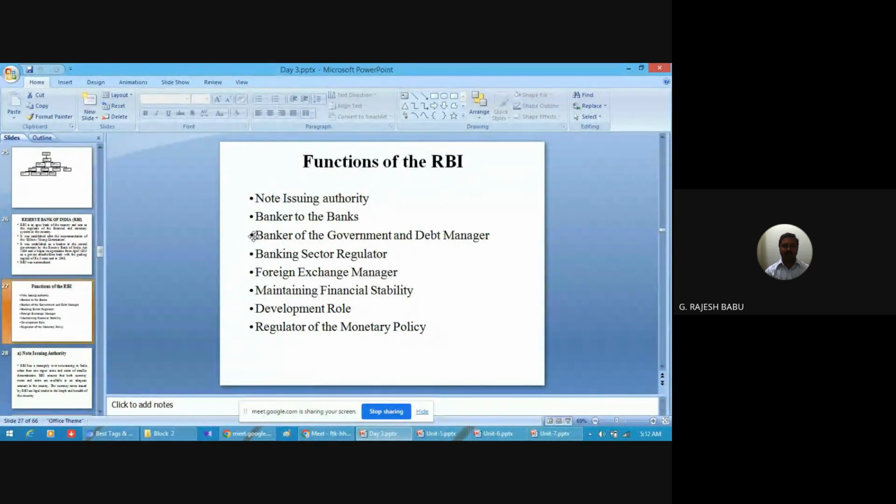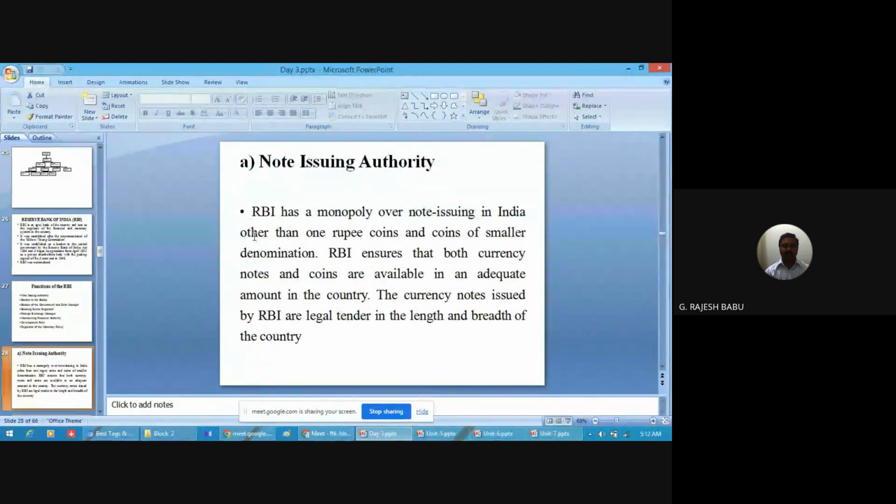First one, note issuing authority, bankers to the bank, bankers of the government and debt manager, banking sector regulation, foreign exchange manager, maintaining financial stability, development role, then regulator of the monetary policy. First one, note issuing authority.